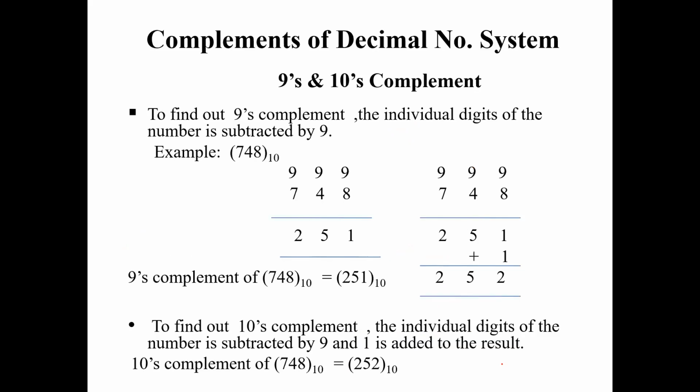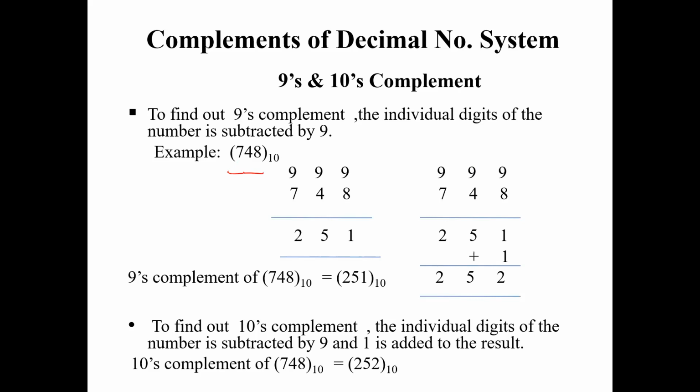Next is complements in the decimal number system. Already we are aware that the decimal number system is a type of number system which has a radix value of 10, and the range varies from 0 to 9. In the decimal number system, we again have two types of complement, which are nines complement and tens complement. If you want to find the nines complement in a decimal number system, then just subtract the individual digits of the given number from 9.